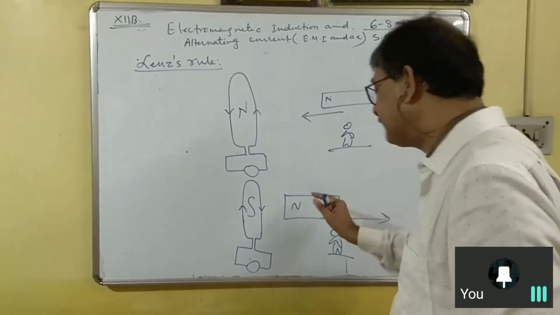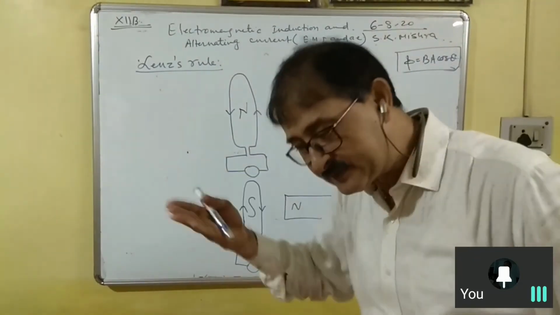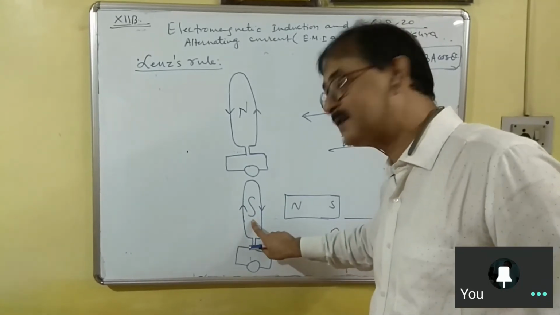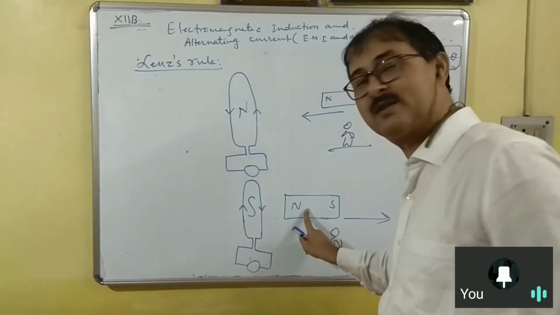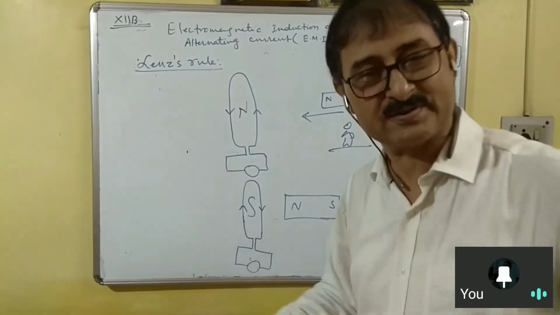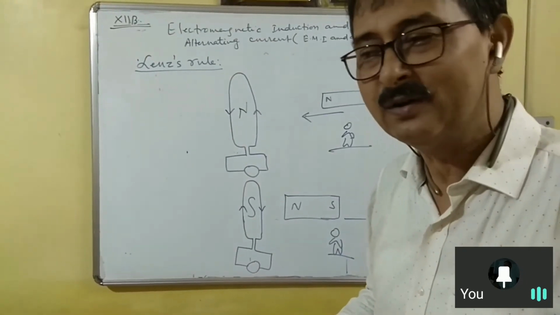so how can you oppose it? By developing a south pole. South will attract the north. So this way the reason is going to be opposed. Am I clear to you?